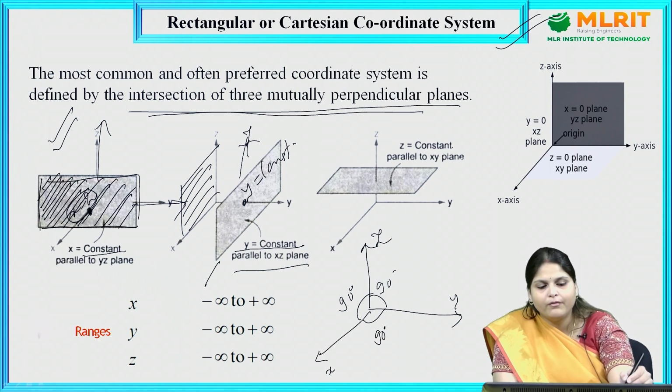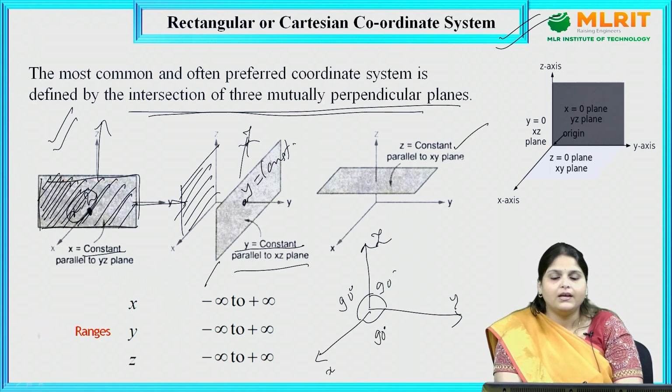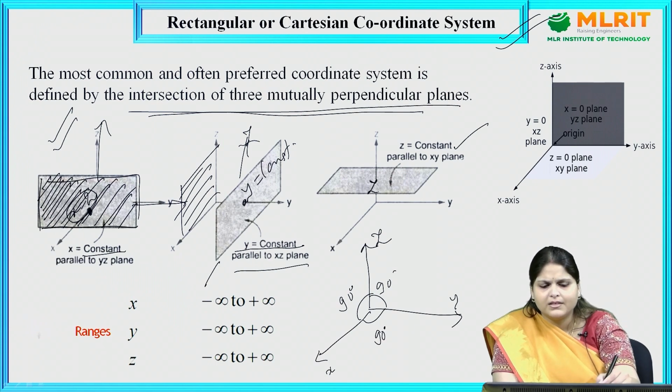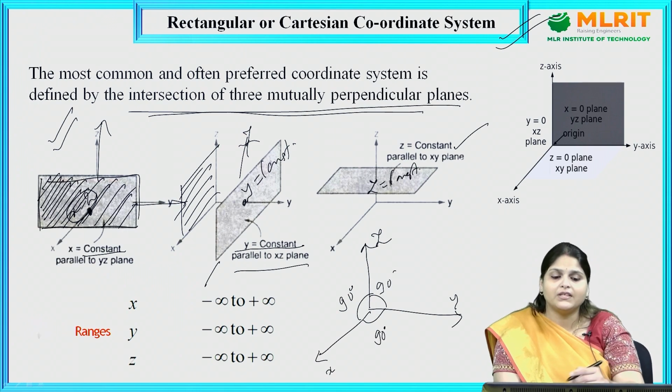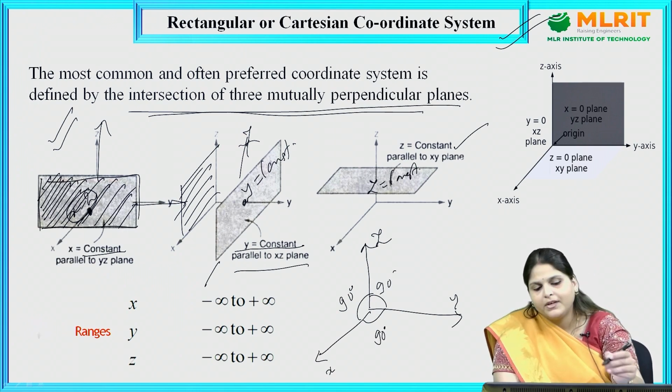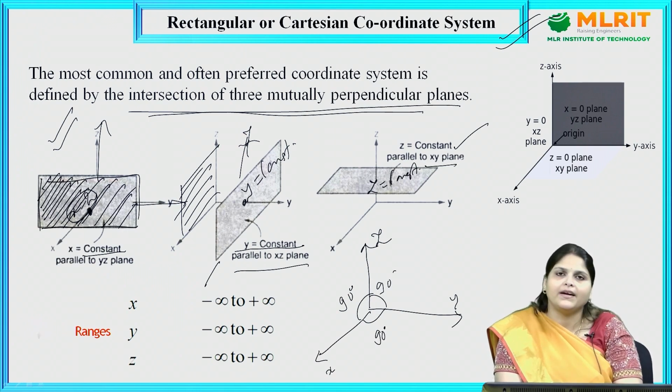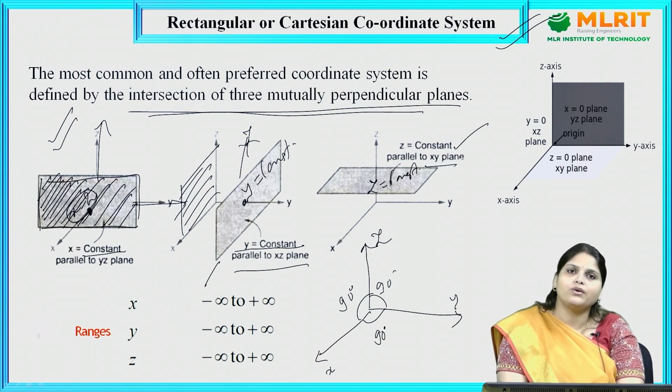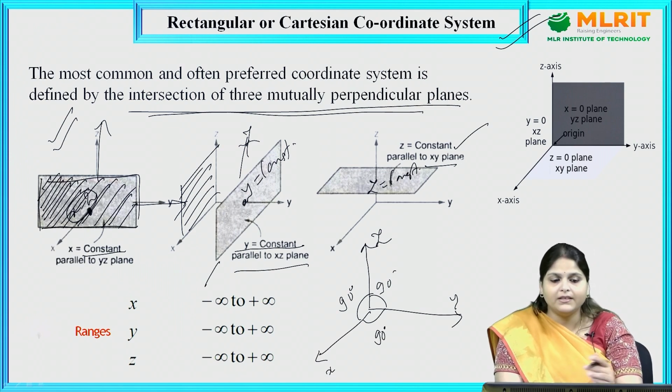Similarly, we can have z constant or xy plane. So here z is constant because at a particular value of z we can have this plane, and here there will be a variation in x and y direction. So this is called z constant plane, or xy plane.